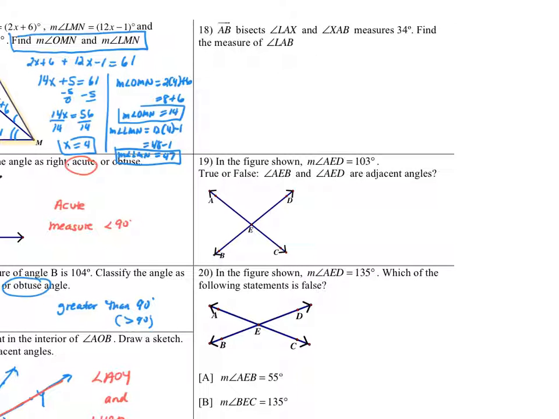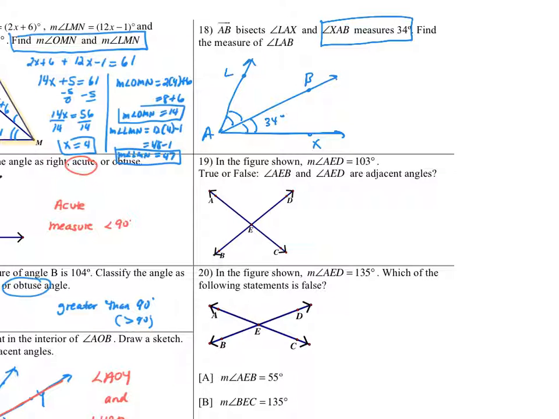Okay, number 18, it says ray AB bisects angle LAX. So let's draw angle LAX. So here's L to A to X. And ray AB is going to come in and bisect it. So that means it divides it into two congruent parts. And it says that angle XAB measures 34 degrees. That means that LAB would also measure 34 degrees. That's all we had to find. So measure of angle LAB, 34 degrees.